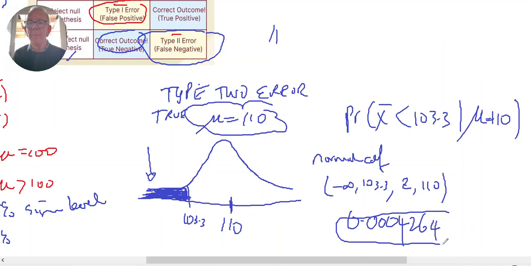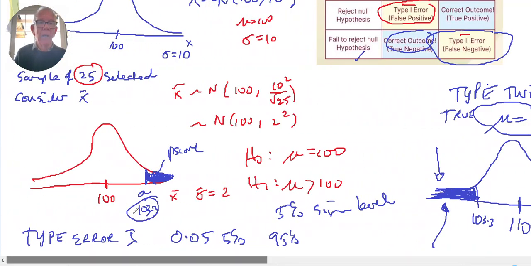So that's the probability of getting this result, and that result would indicate me saying that I'm going to have a value which is less than 103, and therefore I accept the null hypothesis when I should have actually accepted the alternative hypothesis.